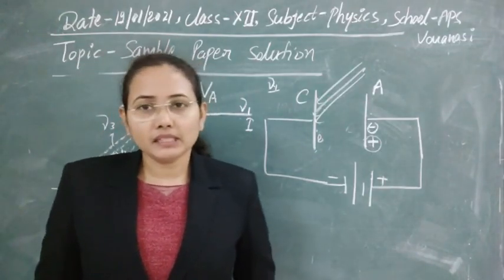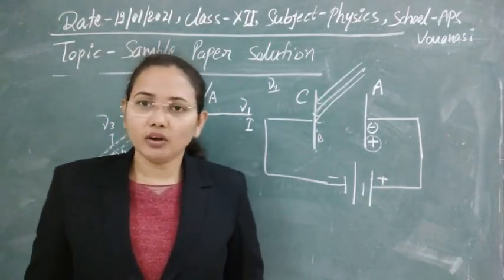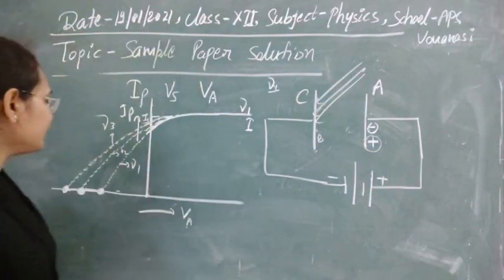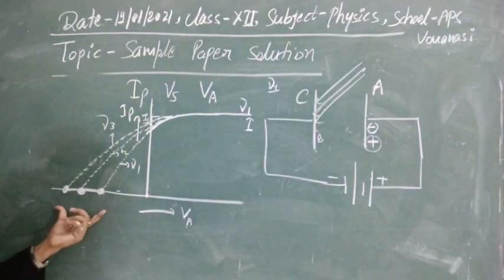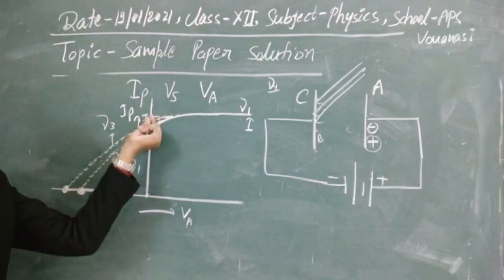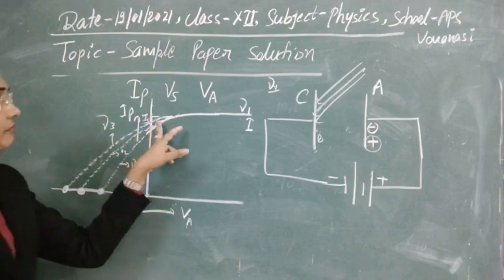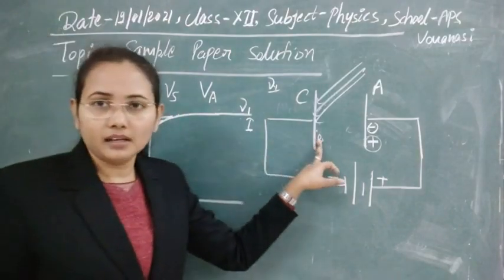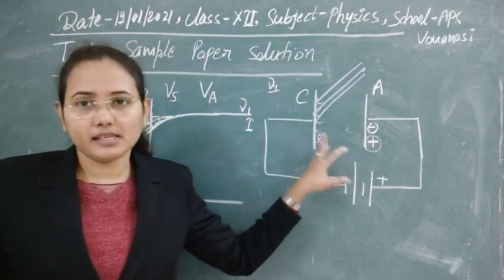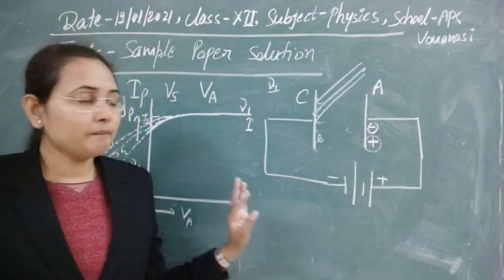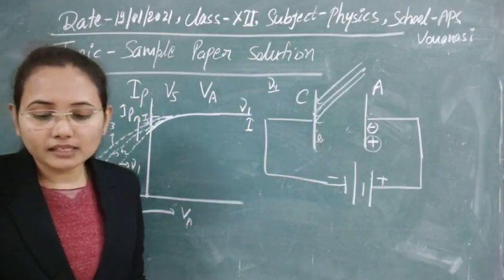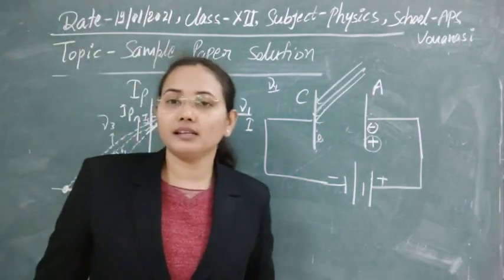The correct statement is that saturation current depends on intensity, not on frequency. So with frequency, the anode potential is changing, the cutoff potential is changing, but the saturation current is not changing. This will change whenever intensity changes, because intensity is directly proportional to the number of electrons ejected. Clear, I think.